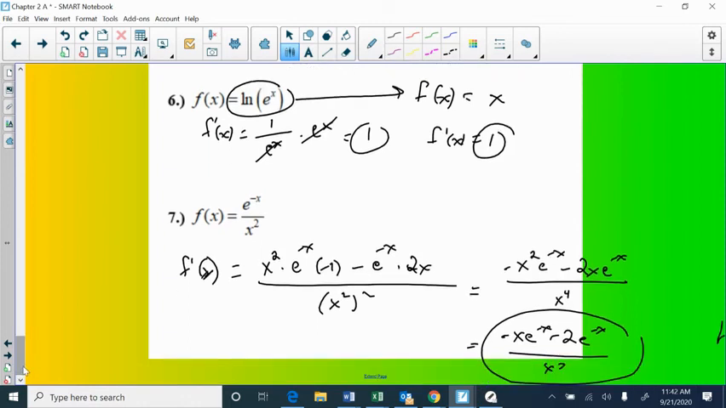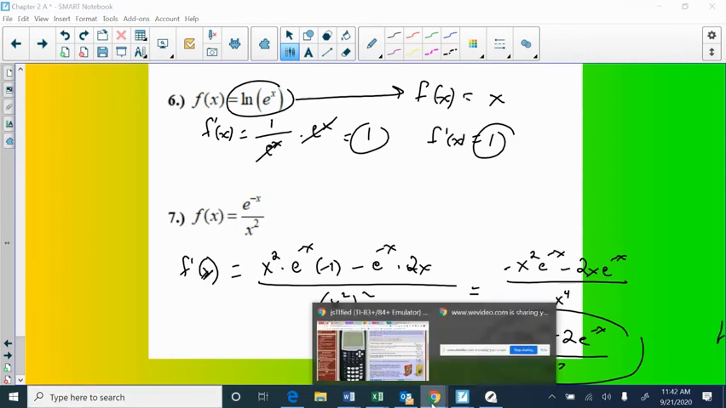Okay, so hopefully again, you don't have to like know or prove anything. You just need to know the derivatives, right? Ln x is the reciprocal function. E to the x is its own derivative. Okay, very good.